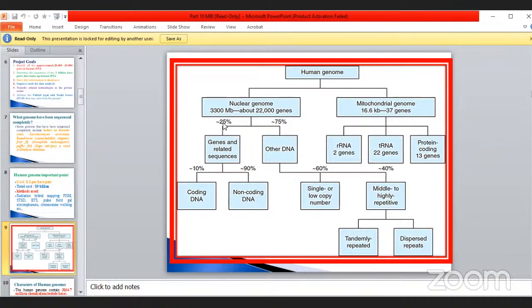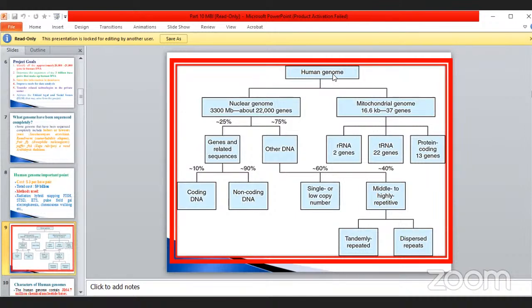From the 75%, the other DNA is also divided into two: single copy, and another one called highly repeated copy, 60 and 40. Then the middle highly repeated is also divided into two. One is called randomly repeated, another one is called dispersed repeated. This is also very, very important, particularly the randomly repeated. When you study these things, we'll see.